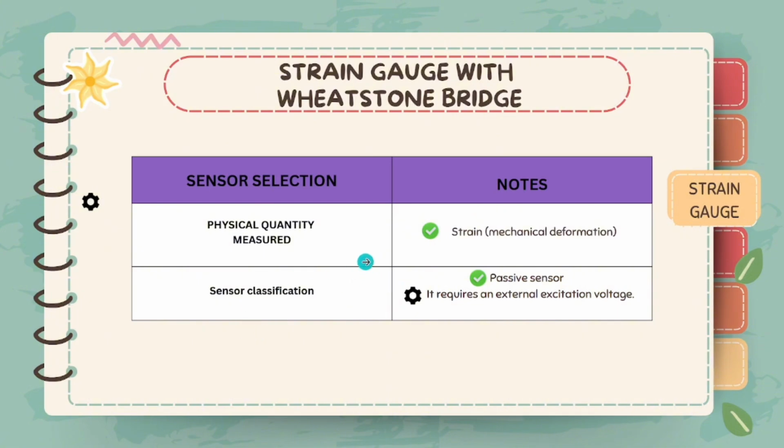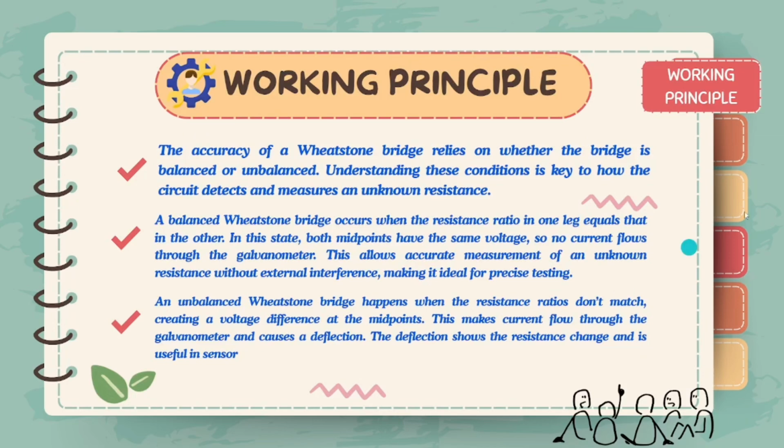As we know, the physical quantity we use is strain, which is mechanical deformation. The sensor classification is a passive sensor because it requires an external excitation voltage. So this is the working principle for the Wheatstone bridge.